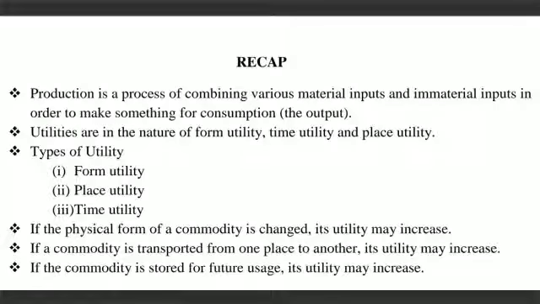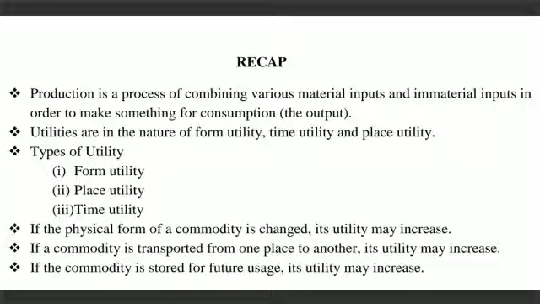Now we are going to have a quick short recap from our previous day's lesson. Production. Production is a process of combining various material inputs and immaterial inputs in order to make something for consumption. What are the three types of utility? Yes, form utility, place utility, and time utility.